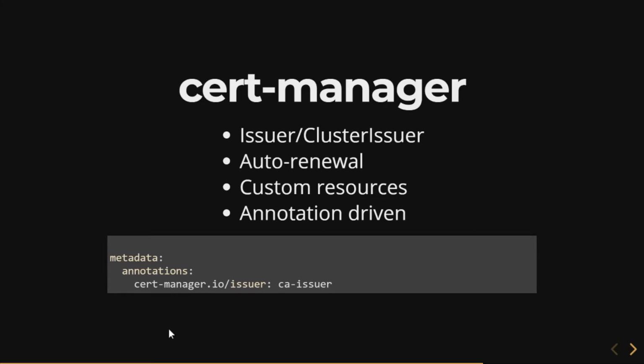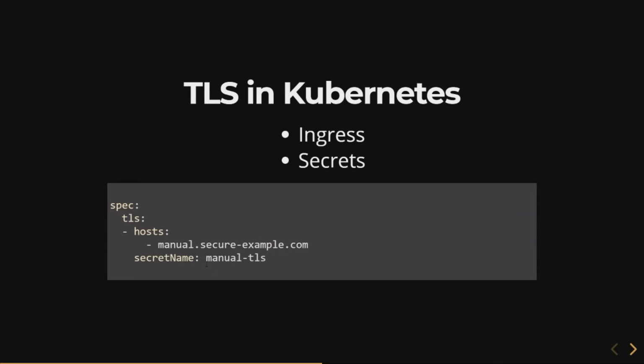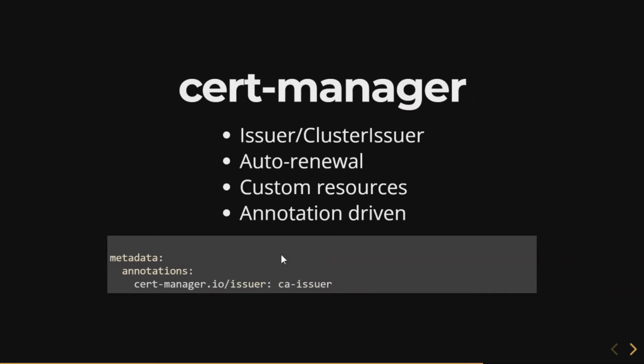So you put this annotation in your ingress, and then you have a similar section as what we did before, where in the spec you're giving it the TLS information, and that secret name. You still provide a secret name, just like we did in the past. If we jump back a couple slides, this secret name would still be there, but instead of us creating it ourselves, cert-manager is going to go ahead and create that.